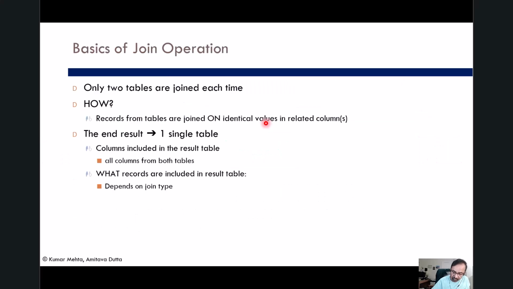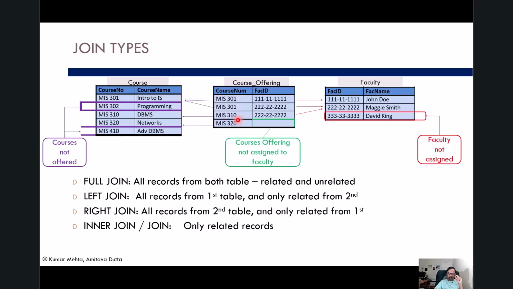Okay, so a little more detail before we look at the example. Only 2 tables are joined at a time. We've already mentioned that. How does the joining actually work? Records from the tables are joined on identical values. You start from the first record in one table and then go through all the records of the second one and see where the match occurs, for the course number in this case. Then pick only the matching pairs.